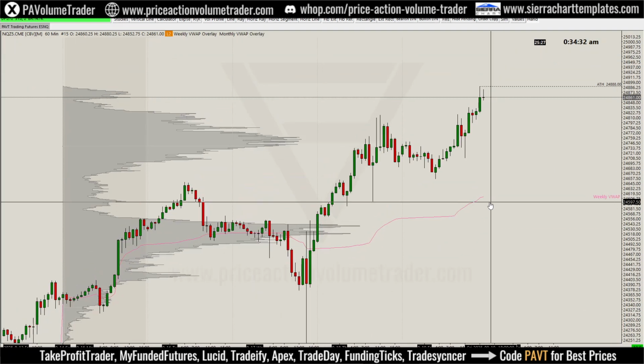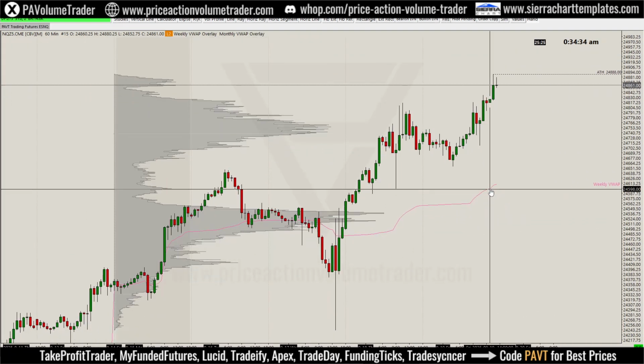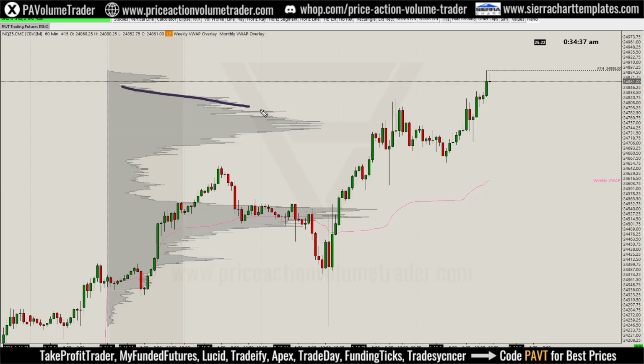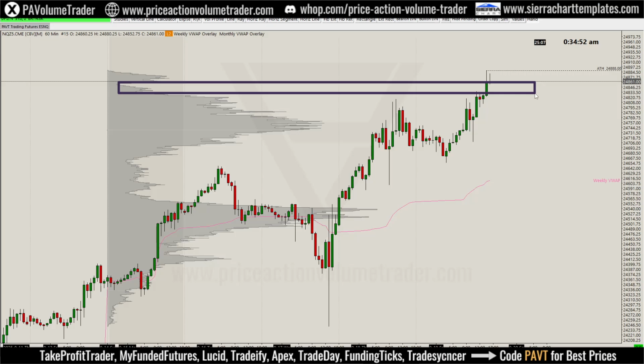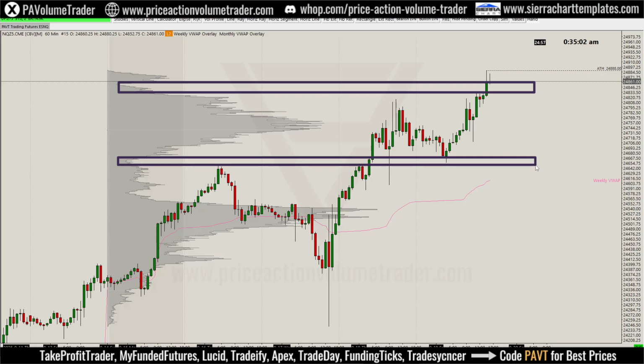Weekly profile. So two major distributions, again, one right here, second right here. So our main areas of resistance, well, first area of support, which we're just holding now, would be this one. But like I said, normally when we have an area that is so close to price, I will expect a little bit of a deeper pullback.